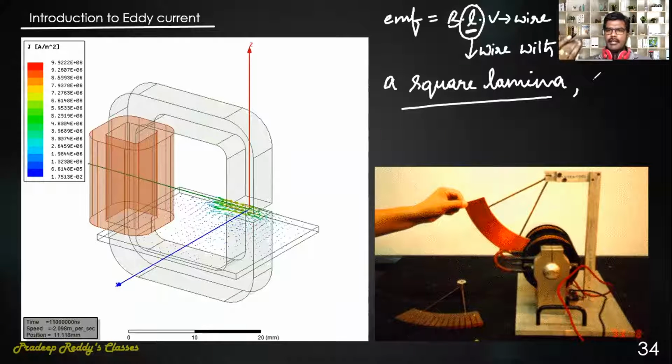Obviously, whenever you are taking a conductor and relatively moving that conductor in an external magnetic field, definitely it induces some EMF. Here also, instead of a wire, if you are taking a square lamina, definitely there will be EMF induced, and that EMF will produce some current in the square lamina, and that current is said to be eddy current.